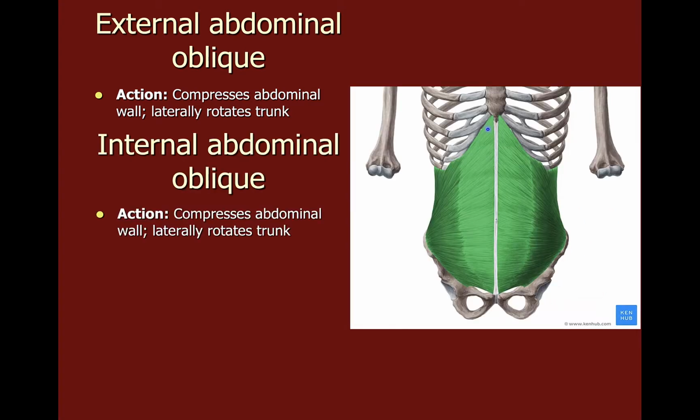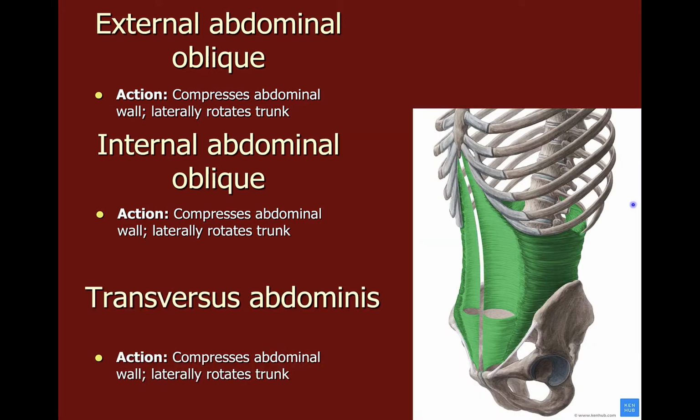If we compare that to the internal abdominal oblique, the next muscle deep to that external abdominal oblique, we can see that the muscle fibers up here on the superior aspect of our abdomen make an upside down V, or the top of an A. These muscles also compress the abdominal trunk and help with lateral rotation of the trunk. And then our transversus abdominis, the muscle fibers are running along this horizontal plane. These are doing the same action, compression and laterally rotating the trunk.